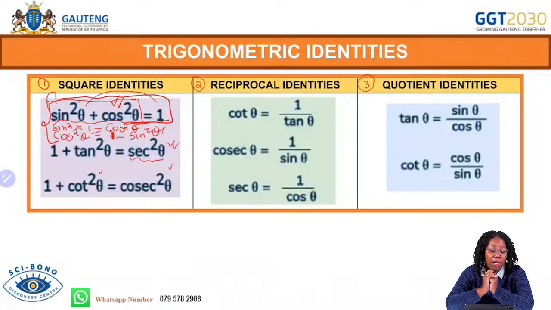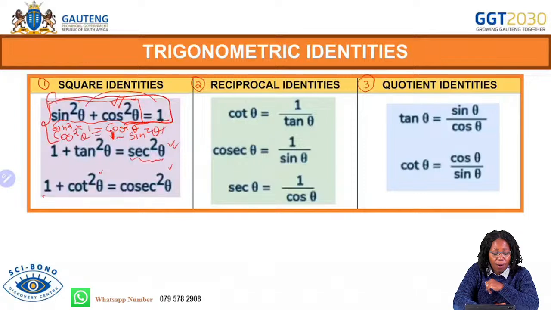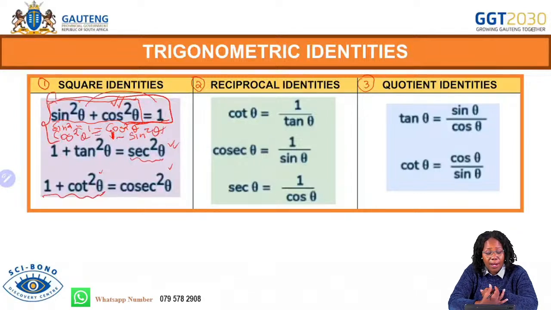How can you play around with these ratios? By transposing to switch what you need according to the need of your expression. Lastly, on the square identities, we have 1 plus cot squared theta is equal to cosec squared theta there. Same, you can play around with that also.